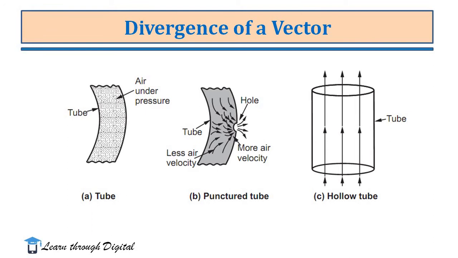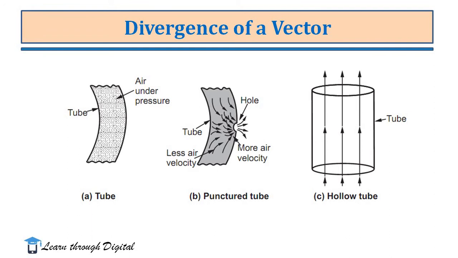We consider a tube of a vehicle in which air is filled with pressure. It is shown in figure A. In B, we consider a punctured tube. If we puncture the tube, the air inside the tube tries to rush out through a small hole. So now the air velocity inside the tube is greater than the air velocity outside. Therefore, a positive divergence exists at point P here.